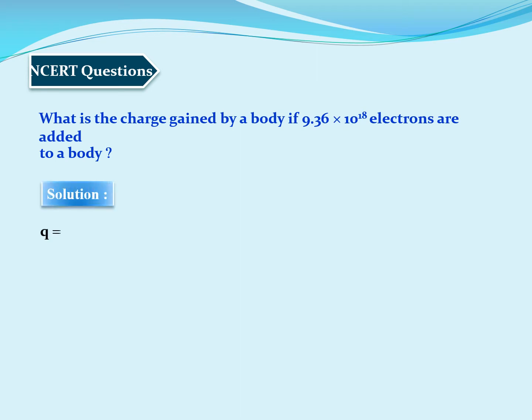Well, to find out this one, the solution goes in this way. I'm considering quantization of charge where Q is equal to N into E, where Q represents the total charge on the body, N represents the number of charges, and E represents the magnitude of charge. Right? So from this problem, we know that the number of charges, or what we can say is the charge gained by the body, is 9.36 into 10 to the power of 18 electrons. So your N is 9.36 into 10 to the power of 18 electrons.